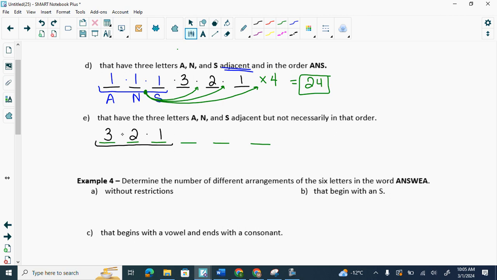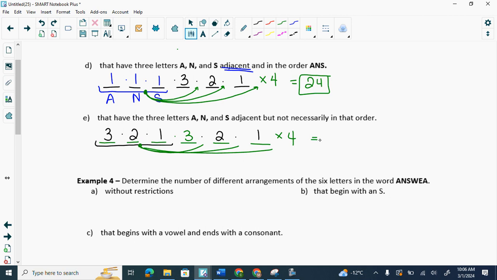How many letters have I used up? 3. How many do I have left? 3. So now I have 3, 2, 1. And what am I going to multiply it by? 4 cases, correct? 1, 2, 3, 4, or 1 more than the number hooked together. So now please pay attention, I lose people here. This is where everyone gets lost. It's the way I write the question.